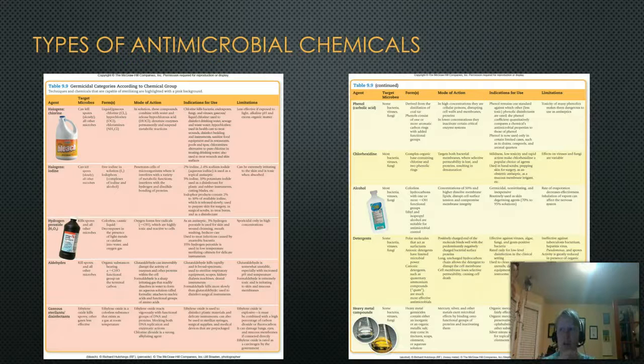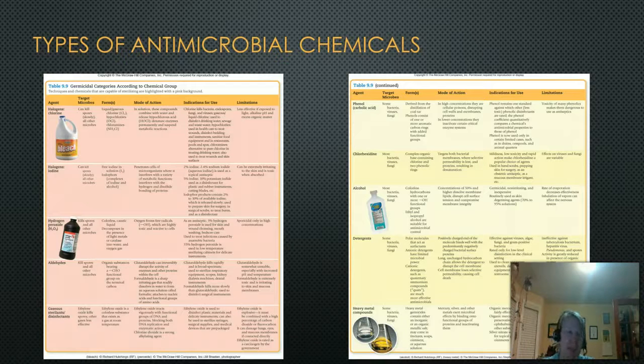We have phenol, chlorhexidine, alcohol, detergents, and heavy metal compounds. So these are all capable of disinfecting, not sterilizing. They're effective for vegetative cells, sometimes they're effective for viruses, they're effective for a variety of actions. And so I want you to look through these charts. I'm not going to read them all to you, but I want you to look through these modes of action and pay attention to that.